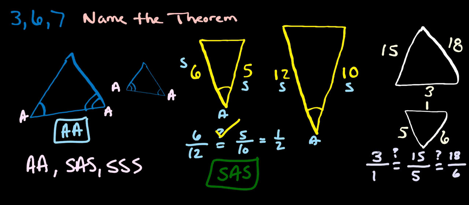And notice that 3 divided by 1, 15 divided by 5, and 18 divided by 6 are all equal to 3. So this is a yes, and the reason that it is a yes is by the side, side, side similarity theorem.